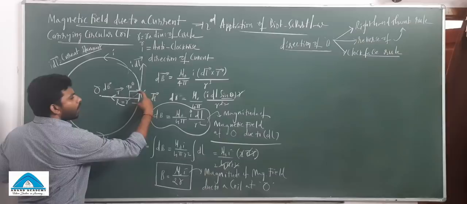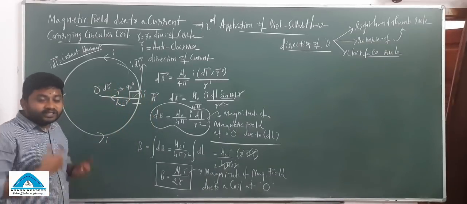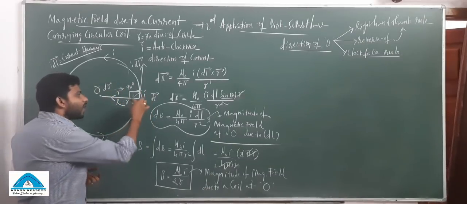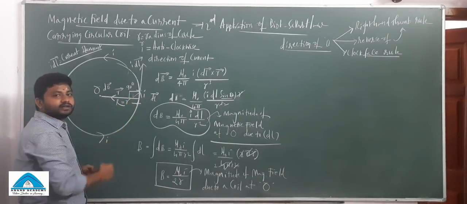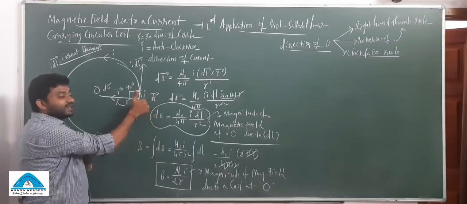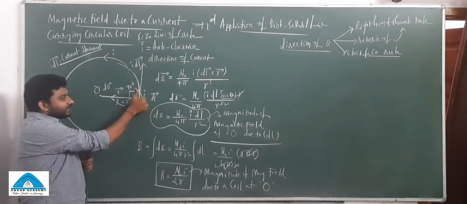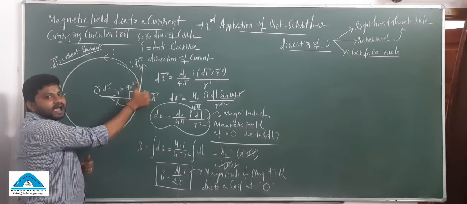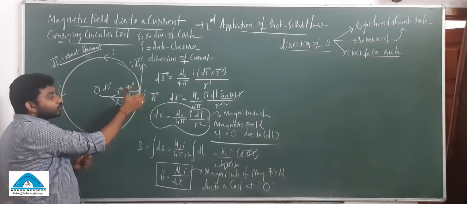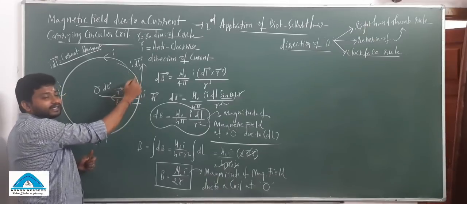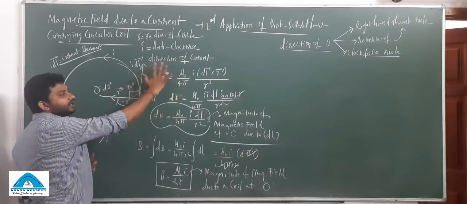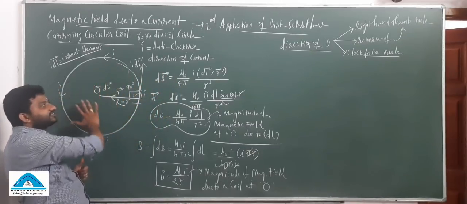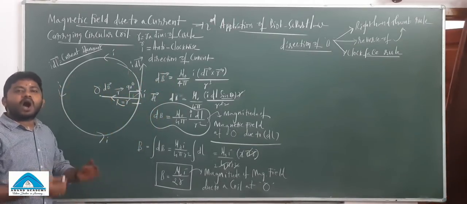Imagine a small length element. You can consider it as a straight line. What is the direction of current? This is the direction of current. Look at this carefully here. The direction of current is upwards and we are holding this current carrying wire like this. So on the right side of this, the magnetic field lines are into the plane, and on the left side, the magnetic field lines are out of the plane.